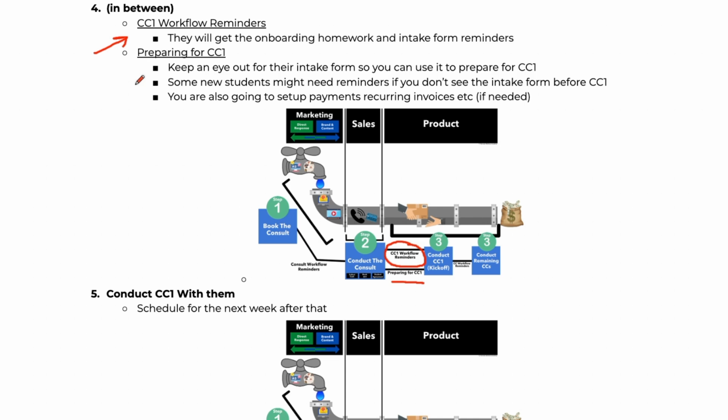And then the second thing that's going to happen here is that you're going to start to prepare for CC1. You're going to keep an eye out for their intake form, right? And once that comes in, you're going to use it to prepare for CC1 based off of their goals and all of that kind of stuff.